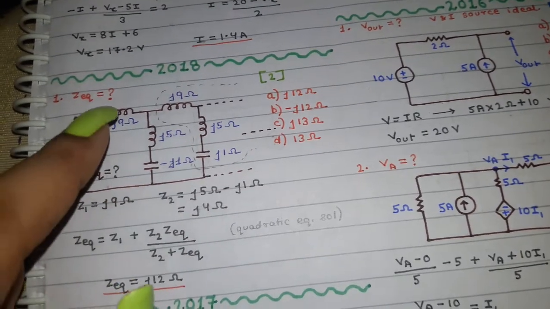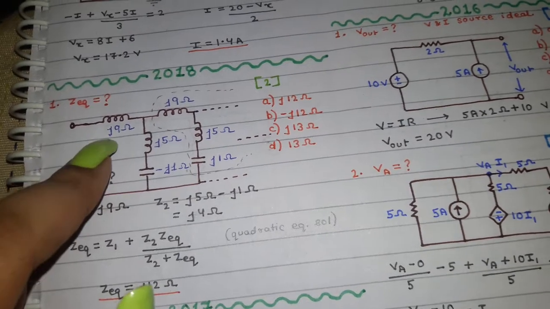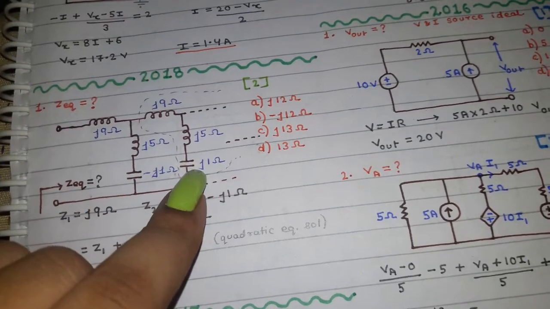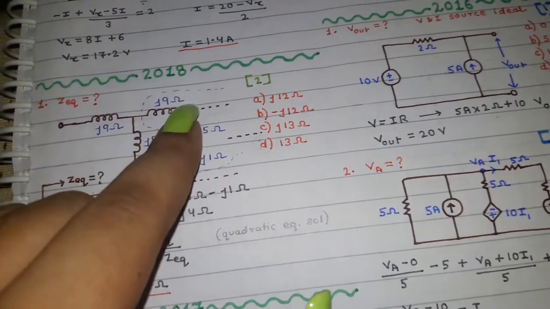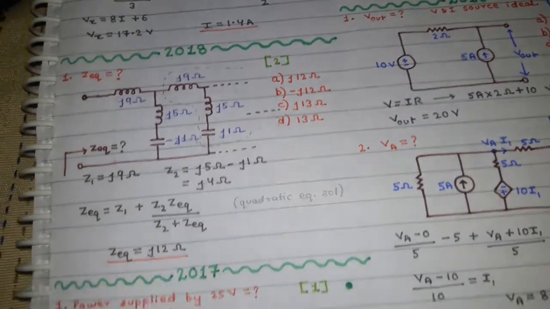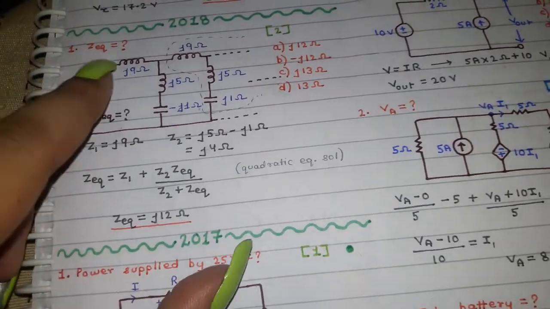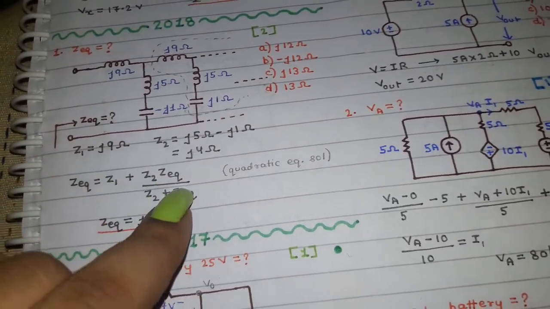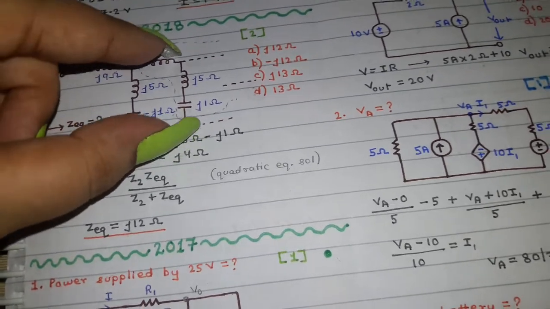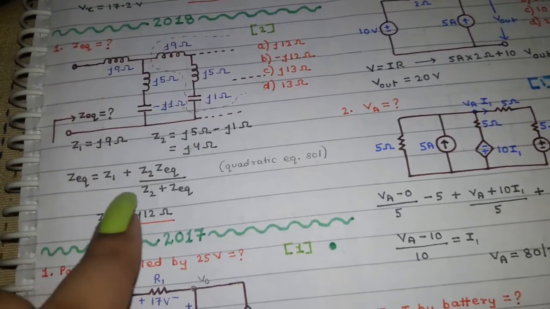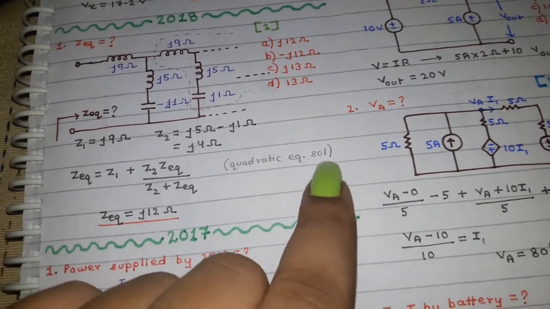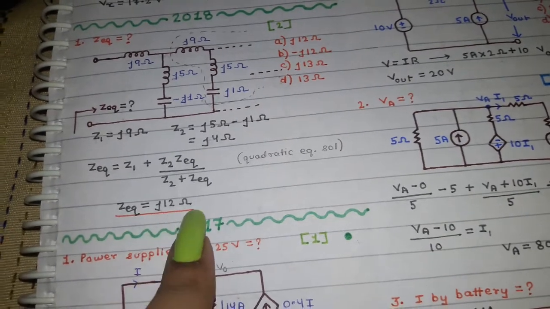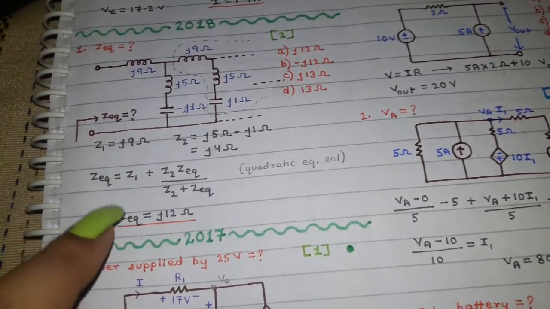So what you get is a series combination of this Z1 with a parallel combination of these two. This is your Z2 and this is your Zeq. So we are going to write Z equivalent equals this Z1, which is in series, plus the parallel combination of Z2 and Z equivalent. On solving this particular equation, you get a quadratic equation in terms of Zeq, which on further solving gives you the value of Zeq as J12 ohm. Okay, so this would be your answer.